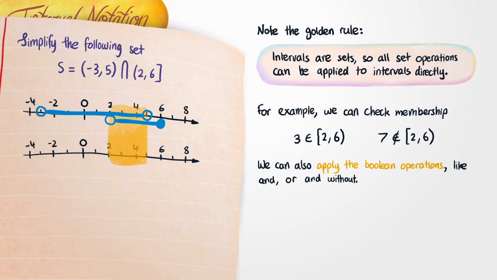So the main thing I want you to understand is that the resulting set does not include any of this area, and it doesn't include any of this area. The only numbers you keep are the numbers between 2 and 5. But then what about the endpoints?